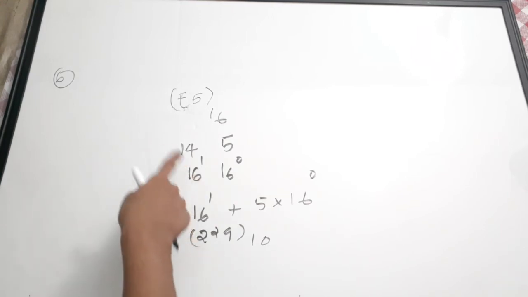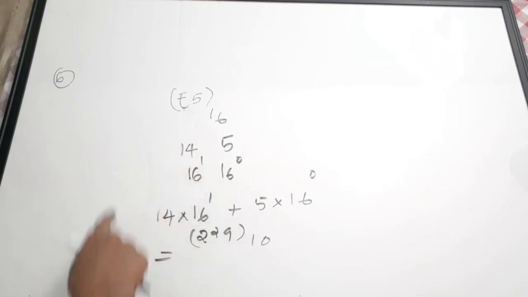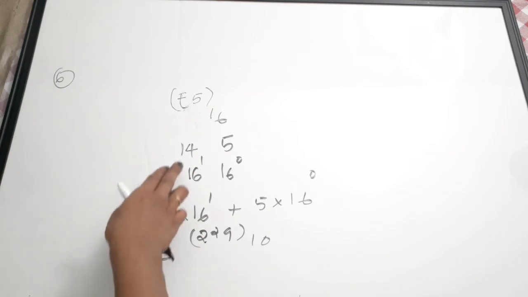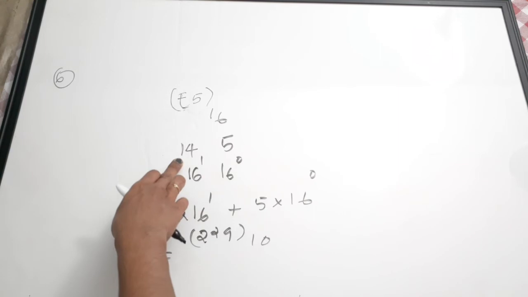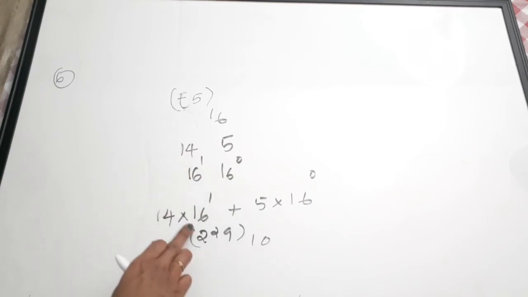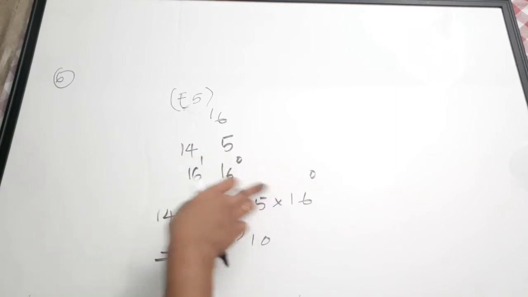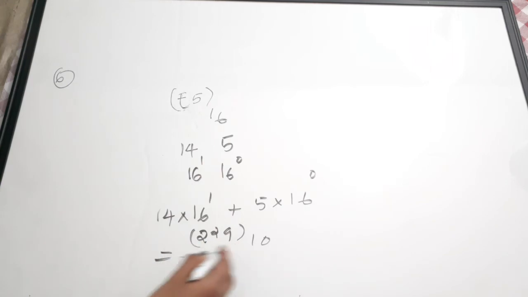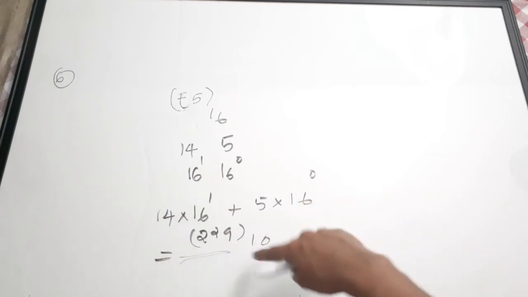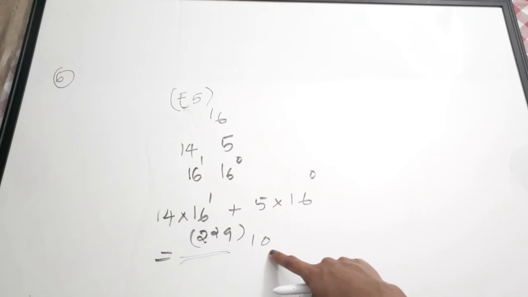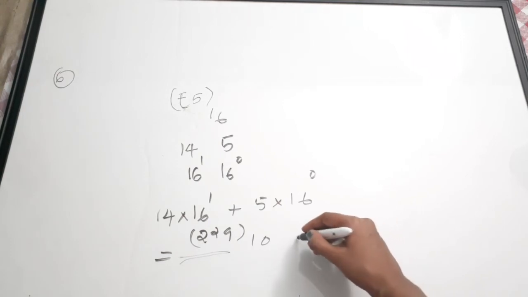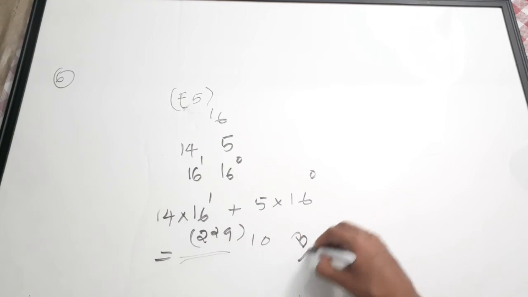Then we'll take the product and sum. So for 16 raised to 1, here there was E, but we need a decimal number. In decimal there is no E, there is no F, there is no A. So we have to write E, which correspondingly is the number 14. So 14 into 16 raised to 1 plus 5 into 16 raised to 0. So this sum will be 229, which is the number in decimal. Okay, so the correct answer is option B, 229 to the base of 10. Okay.